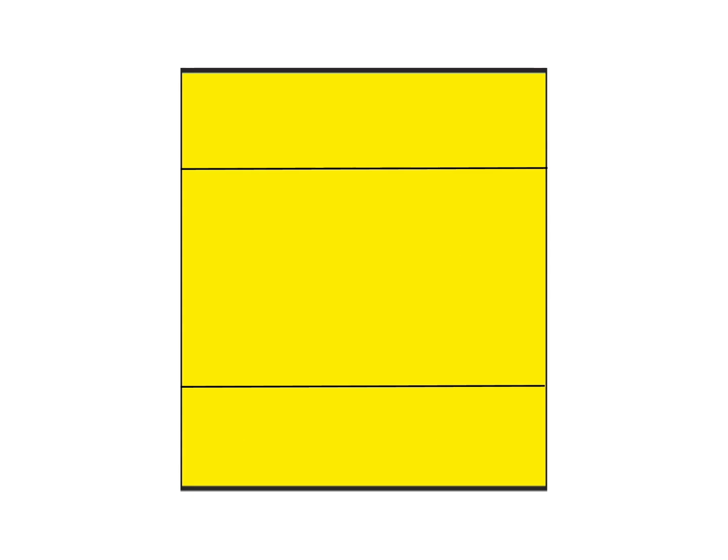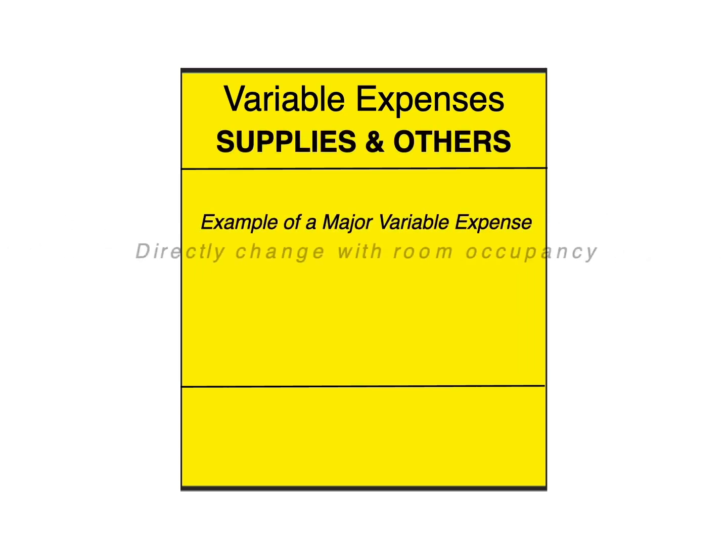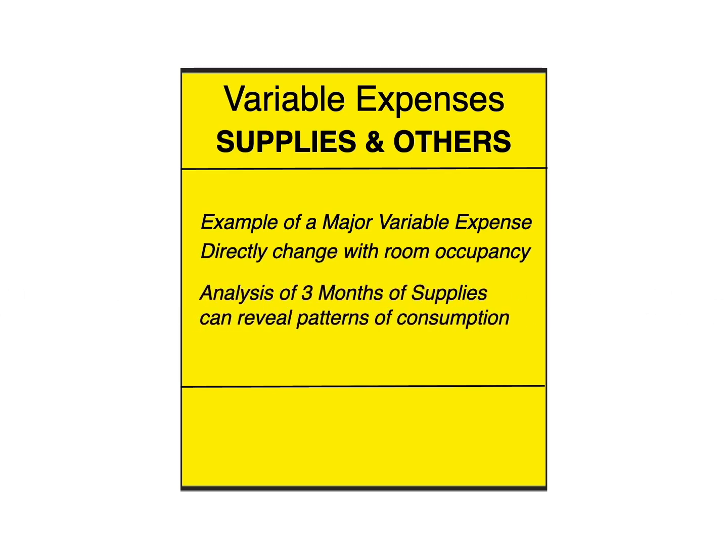On the other hand, an example of variable expenses is supplies and others. This is one of the biggest variable expenses found particularly in the rooms department. Supplies tend to move with occupancy directly. This is why a periodical analysis of this expense can show how items are consumed in relation to occupancy.